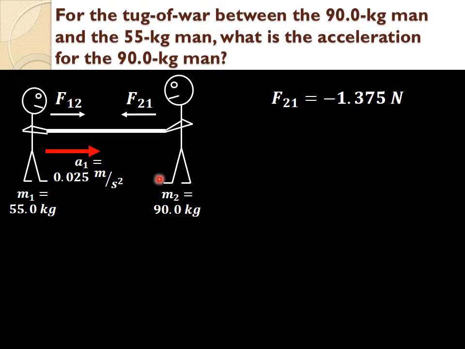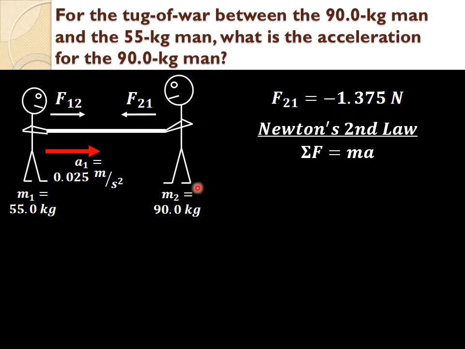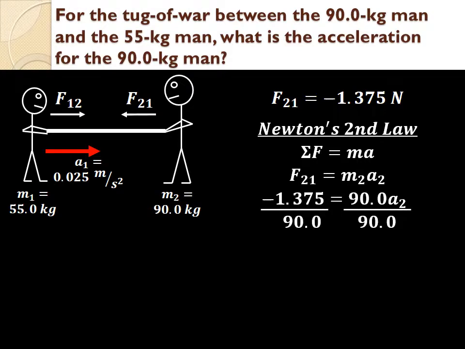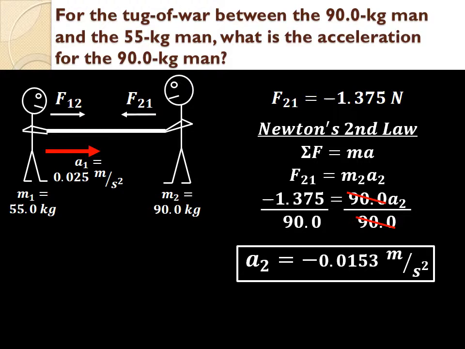So we have his force and we have his mass. We can use Newton's second law where net force equals mass times acceleration. Well, the only force acting on this guy, assuming there's no friction with the ground or air resistance or anything like that, is going to be force 2-1. And that's going to be equal to the mass of this guy times acceleration. So we plug in our numbers. We got negative 1.375 is going to be equal to 90 times acceleration 2. We divide both sides by 90, and we get the acceleration is going to be equal to negative 0.0153 meters per second squared.